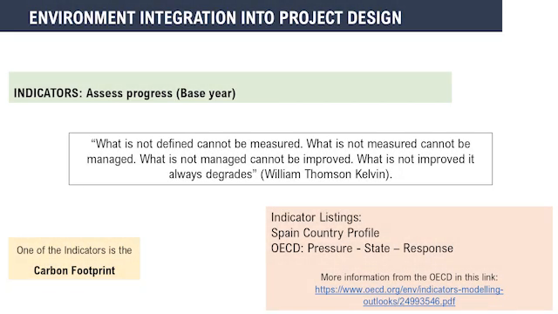So here I like to highlight a sentence that I think is very, very illustrative. It is said, what is not defined cannot be measured. What is not measured cannot be managed. What is not managed cannot be improved, and what is not improved, it always degrades. It is supposed to be from William Thomson Kelvin, but it's not real. We don't really know the source.